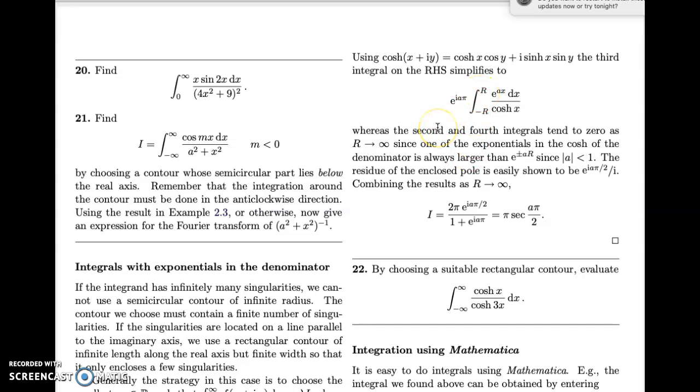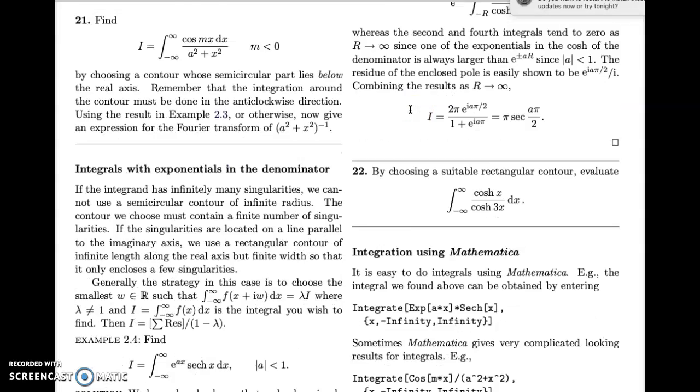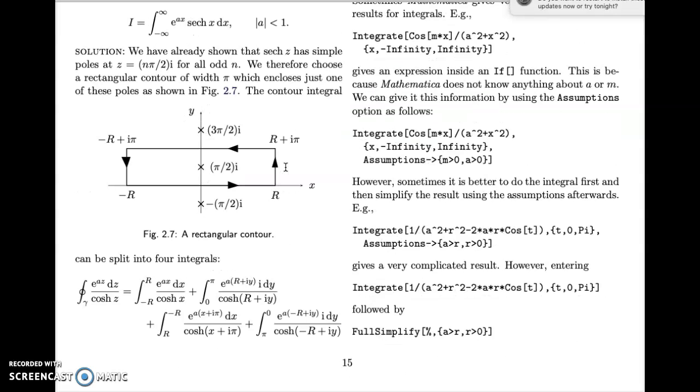Now the second and fourth integrals tend to 0 as r goes to infinity, since one of the exponentials is always larger. Importantly, we've said that mod a is less than 1. So if we have a look at these integrals here, we've got e to the ar. The e to the a iy, because a and y are real, has modulus 1, so we don't have to worry about that. We just have to worry about the e to the ar.